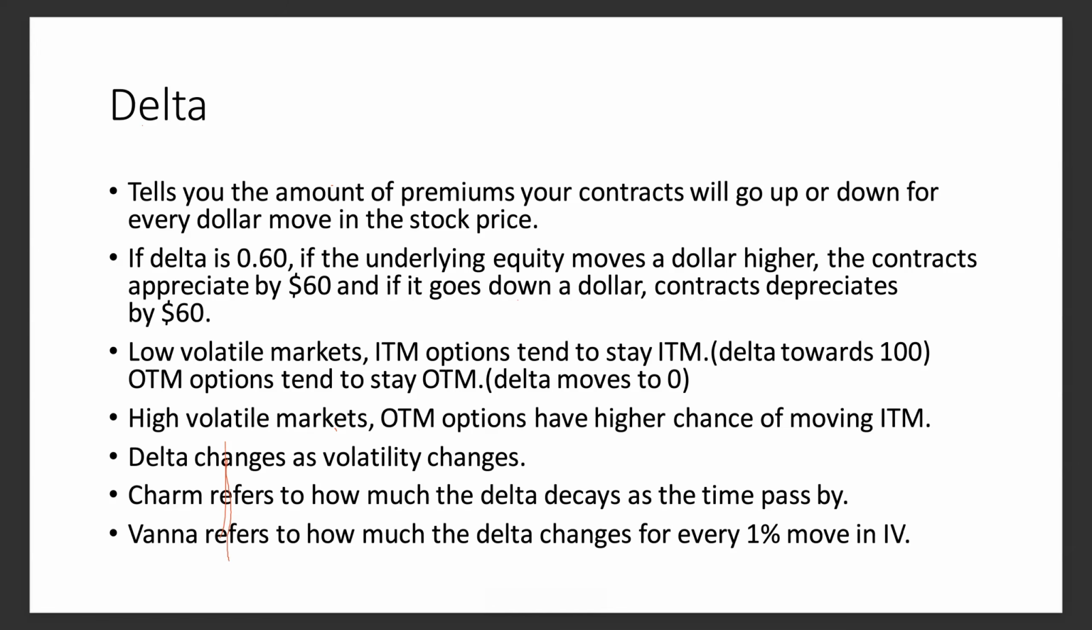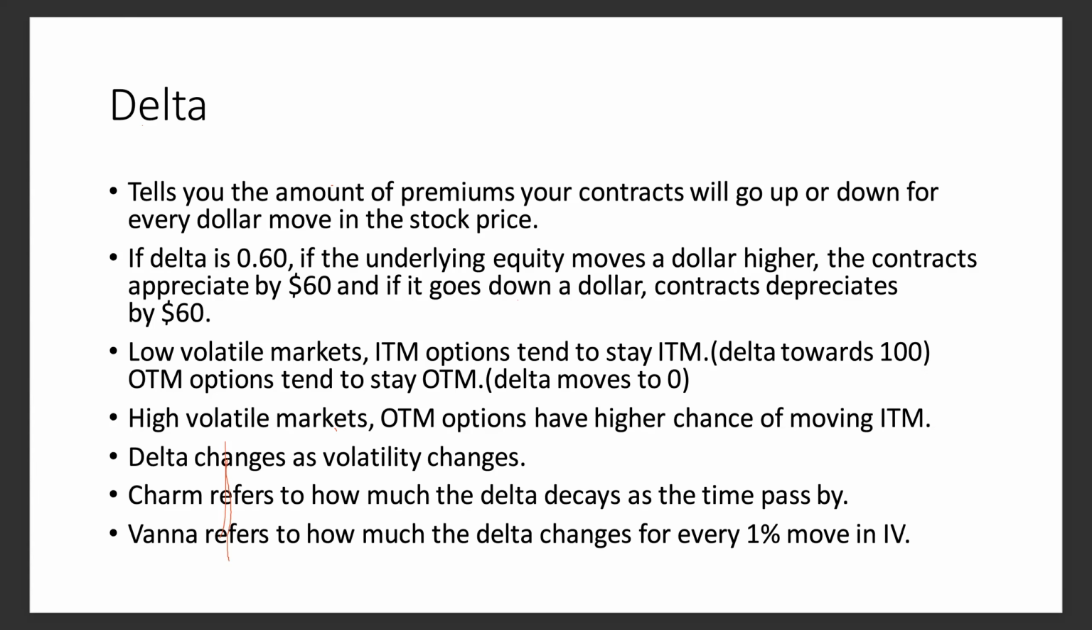So, to recap, all delta tells you is the amount of money you'll be making or losing for every dollar move in the stock price. In the money strike prices technically have more delta compared to out of the money strike prices. In low volatility markets, the logical thing is that when you buy an in the money strike, it's going to stay in the money, and when you buy an out of the money strike, it's going to stay out of the money.